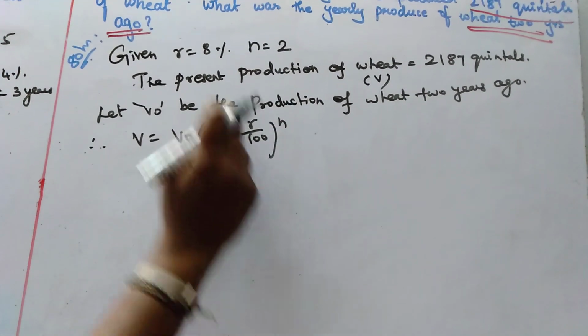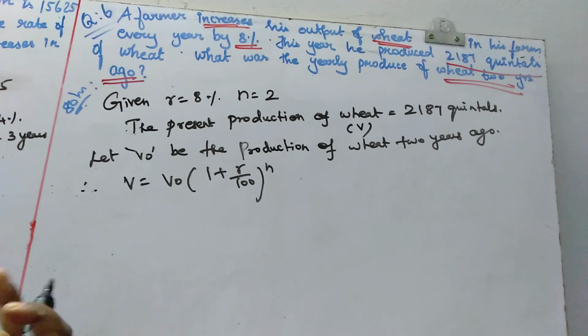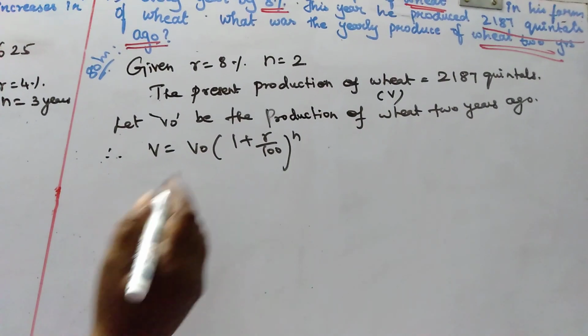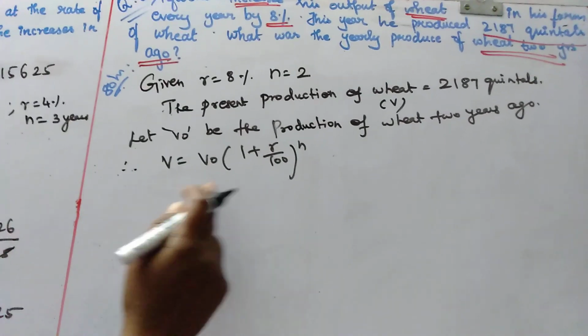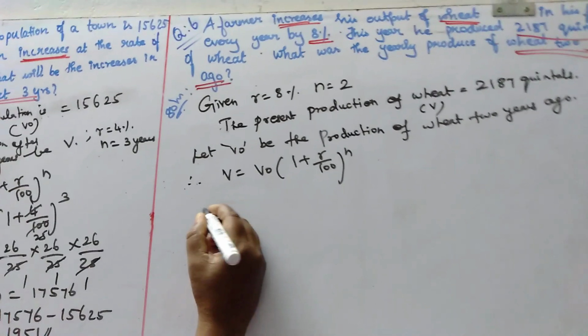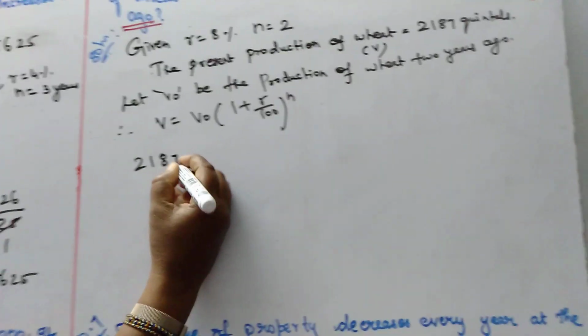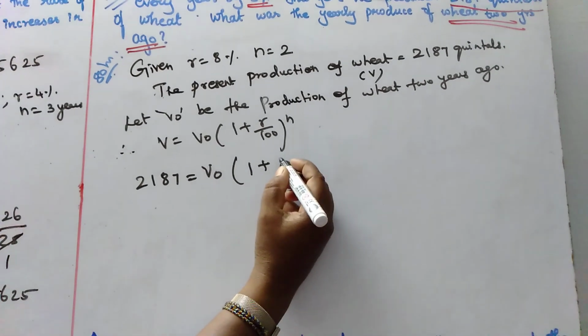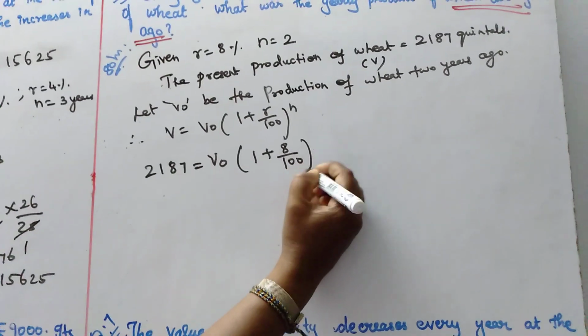Why are we using the plus symbol here? See, it increases, so it means growth. So for that we are using this plus formula. Only there will be change in V and V naught. So 2 years ago means V will be the present value. The present value here is 2187, which is equal to V naught, which we assume as it is, then 1 plus 8 by 100 the whole power 2.